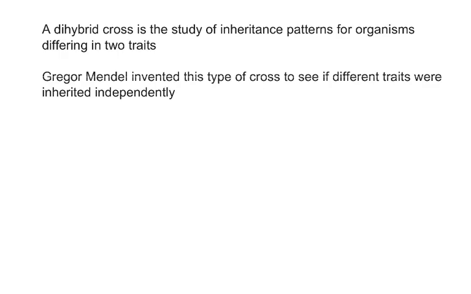As you can see here, a dihybrid cross is the study of inheritance patterns for organisms differing in two traits. As I said before, we're going to look at the colour and also the shape of the fruit. Let's have a look now at the possible combinations. Remember, in class last term I said we need to look at all the different possibilities we can get out of the parents. On the previous page I put up what the parental cross would be if they were dominant or recessive, so we can match that together. Let's draw this up now.